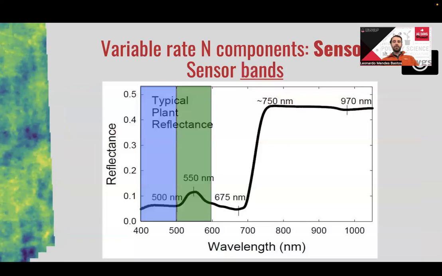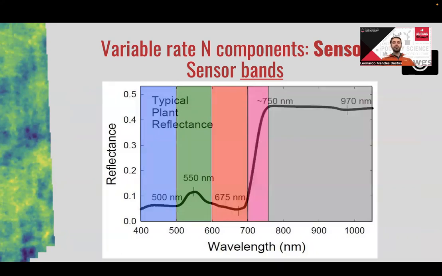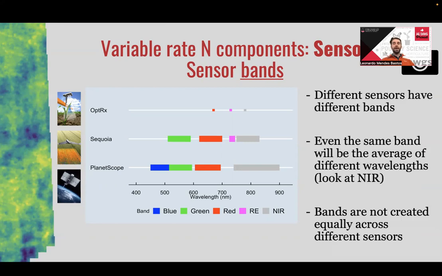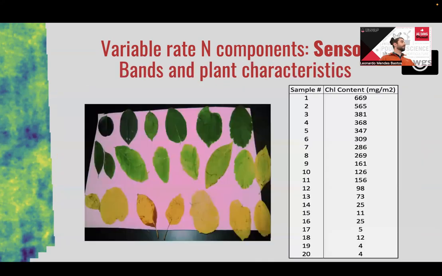So this is the electromagnetic spectrum. We have the three bands there, blue, green, and red. We have the red edge and the infrared. We talked about how different sensors may have different bands, and they may call a given band an average of different wavelengths. So just be aware of that. And depending on what band we have, that will determine what vegetation index we can calculate.